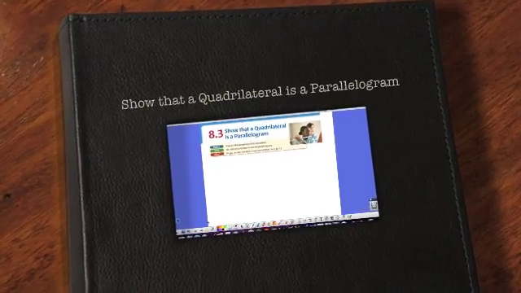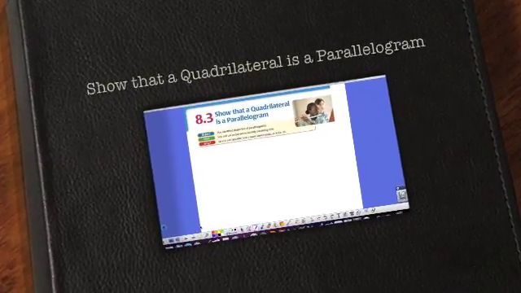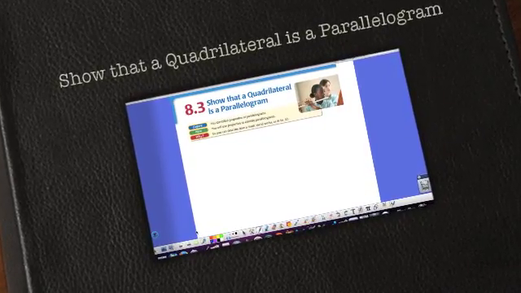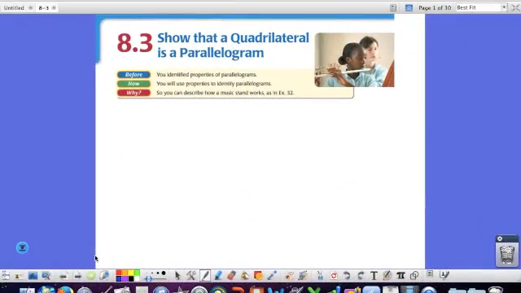Lesson 8.3. Show that a quadrilateral is a parallelogram. In this lesson, we will use properties to identify parallelograms.